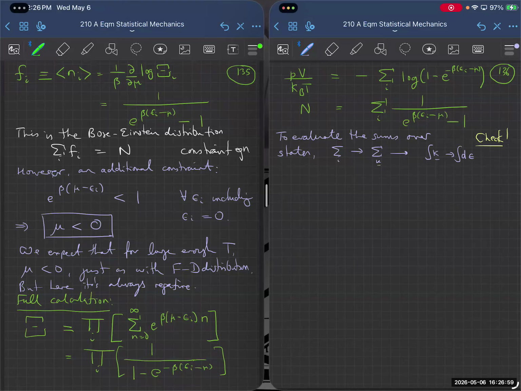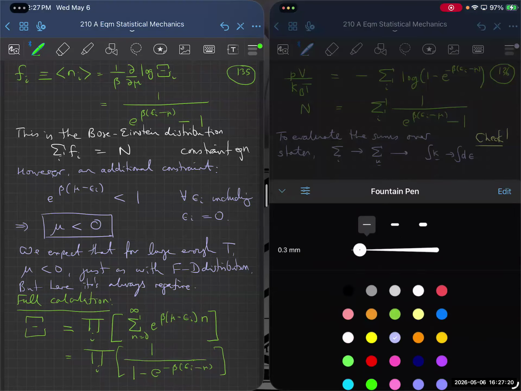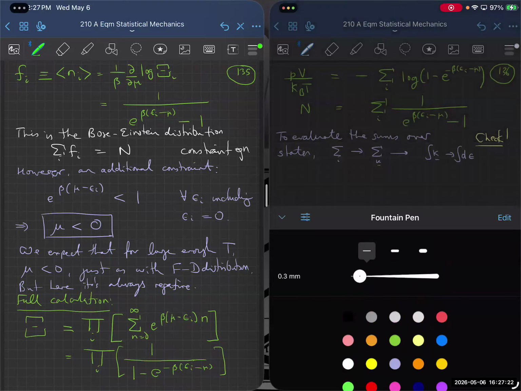So we can turn the sum into an integral. And then I'm going to make another change of variables, which we talked about, to turn that integral over k into an integral over energy using the fact that these are free particles. And so epsilon is just h bar squared k squared over 2m. So then if we do that, then what we get is the following. So now let's evaluate that.